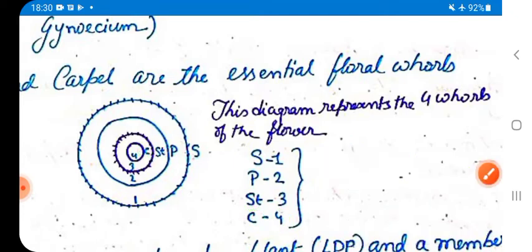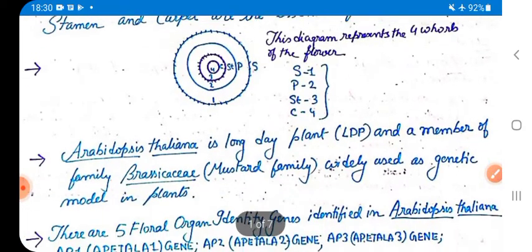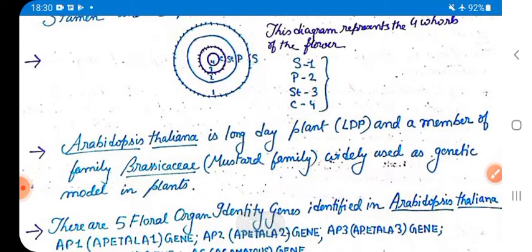Stamen and carpel both are essential floral whorls, whereas sepal and petal are the accessory floral whorls. Now we have studied these floral diagrams and the genes responsible for flower formation, which are called floral organ identity genes.